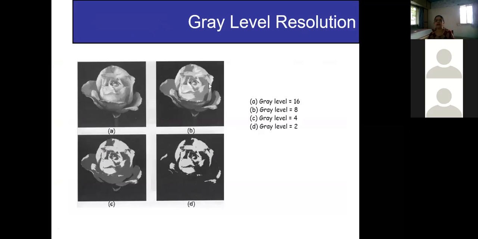Spatial resolution deals with sampling, how you are sampling the x coordinate and y coordinate, or what is the size of your sampling grid, that decides the spatial resolution of the image. And gray level resolution deals with quantization levels. Okay, greater the number of quantization levels, greater the gray level resolution is. Okay, so is the difference clear to you all?